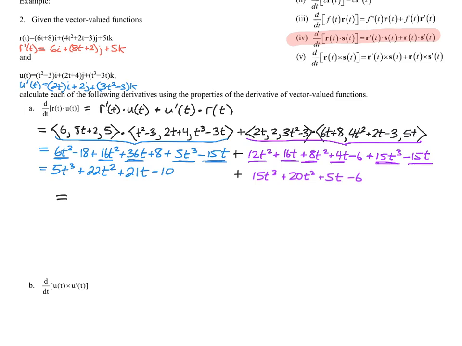All right, so combining like terms, I got 20t cubed plus 42t squared plus 26t minus 16. Phew. Yeah, that's something. Look at that.